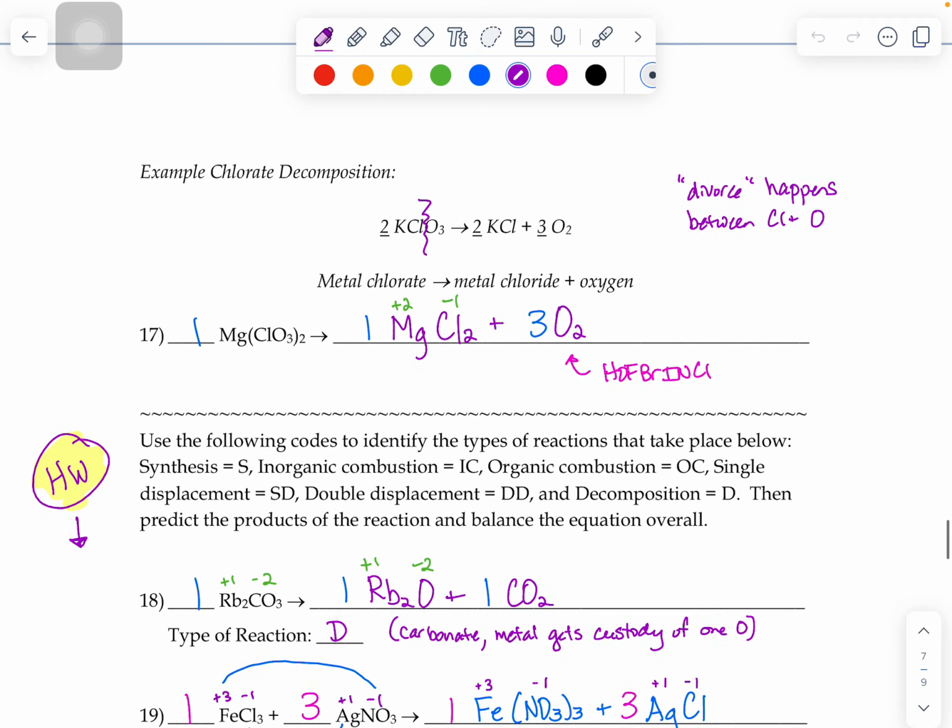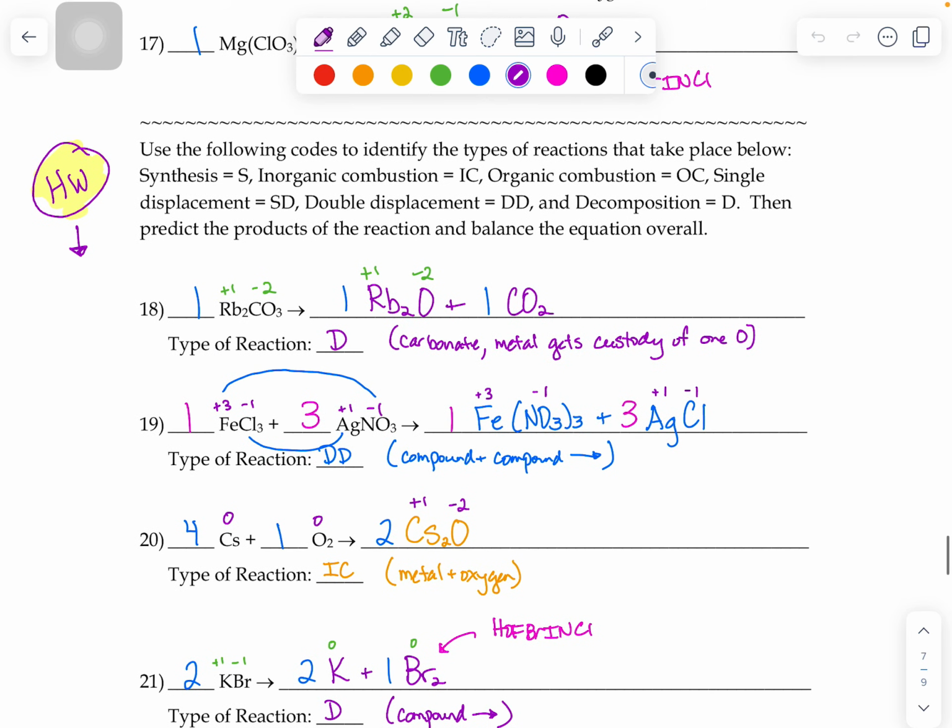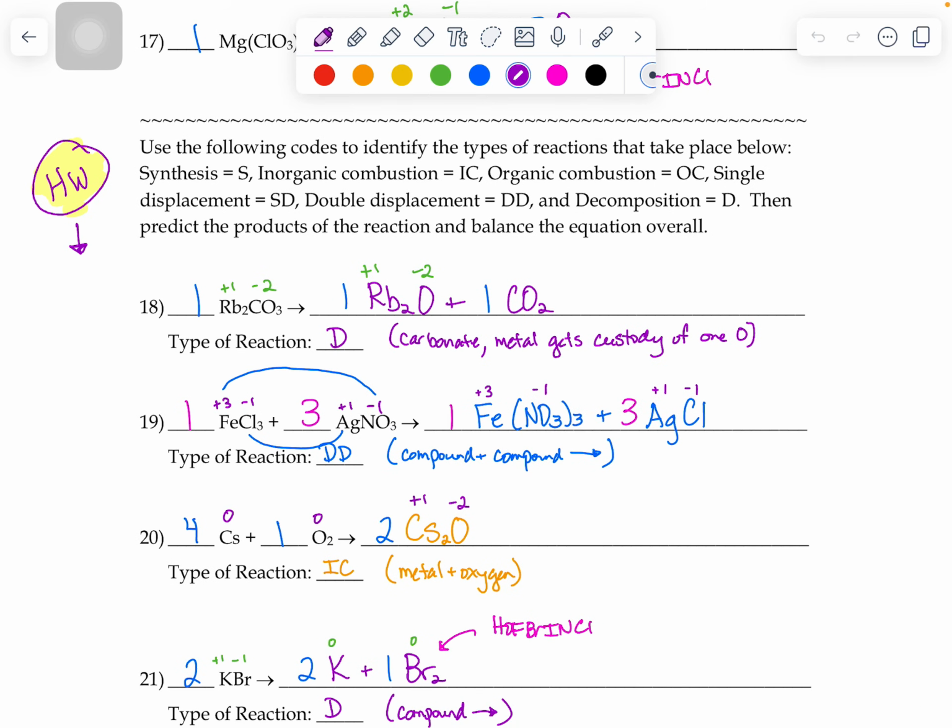On the last page, we were asked to do both classifying the reaction and predicting the products. Number 18, I know is some kind of decomposition because I see a compound and an arrow. So it has nothing to marry. It has nothing to swap with. The only thing it can do is fall apart.